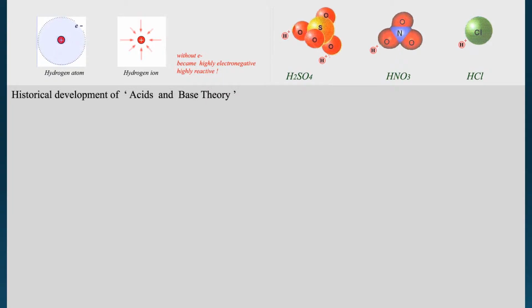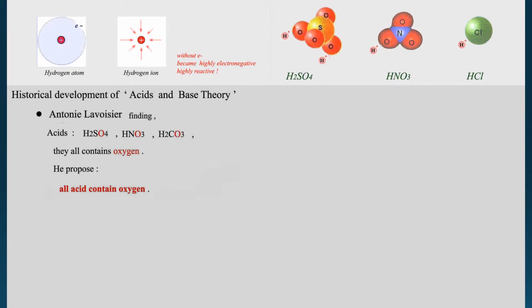This is talking about the historical development of acid and base theory. The first scientist, Antoine Lavoisier, found that all acids contain oxygen. He found H2SO4, HNO3, H2CO3, they all contain O. So very commonly you find the acid molecule contains O. So he proposed all acids must contain oxygen.